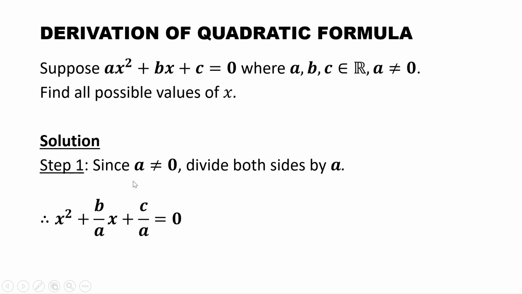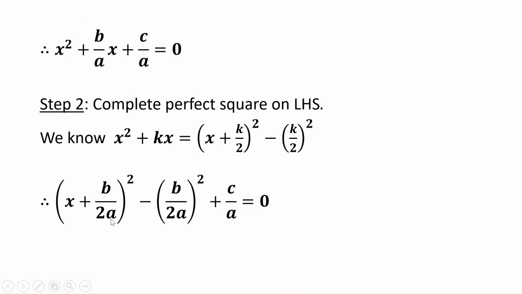Step 1. Since a is different from 0, divide both sides by a. So we have x² + (b/a)x + c/a = 0, because 0 divided by a will be 0. Step number 2, we complete the perfect square on the left hand side.